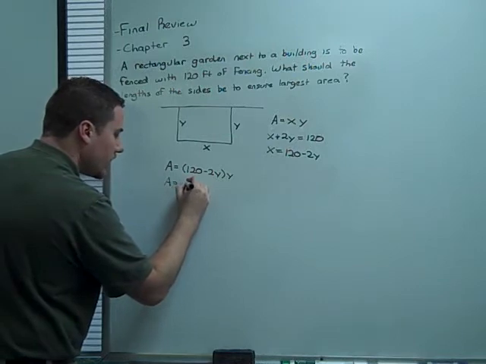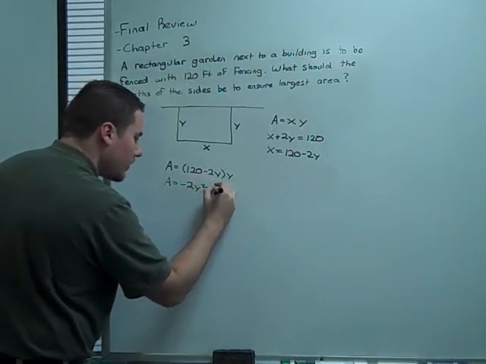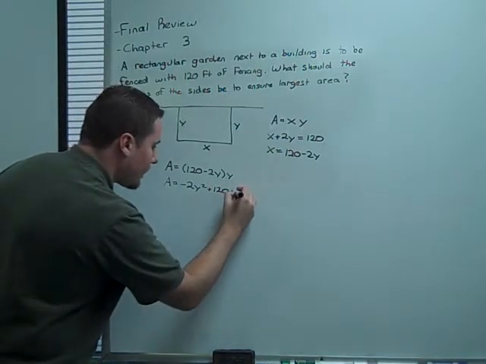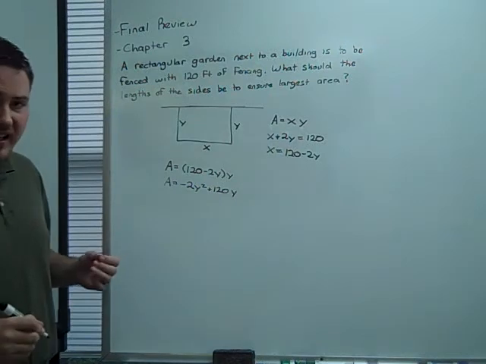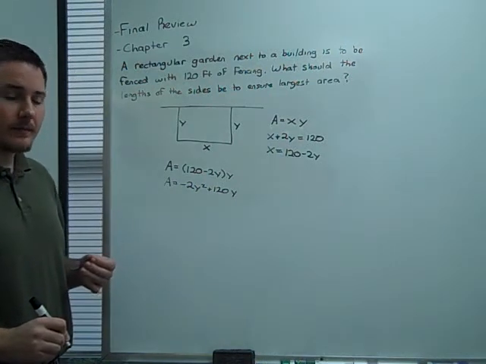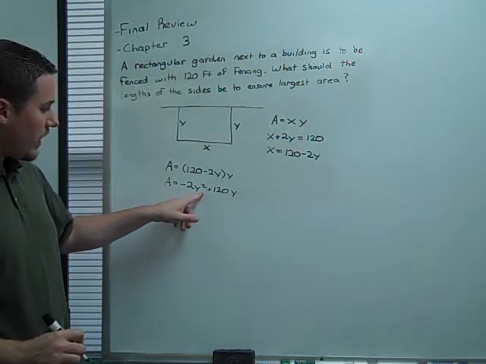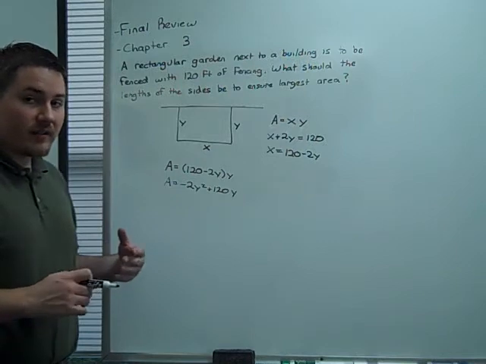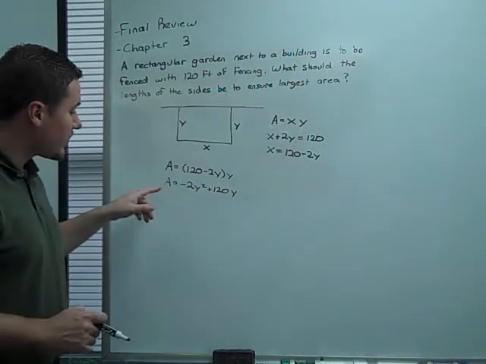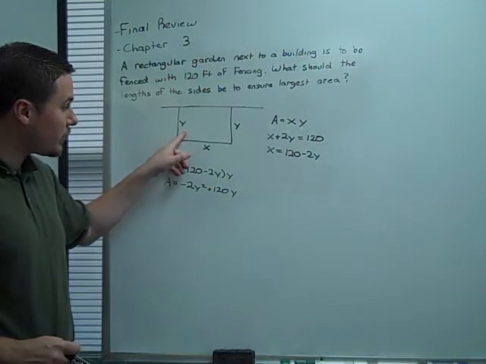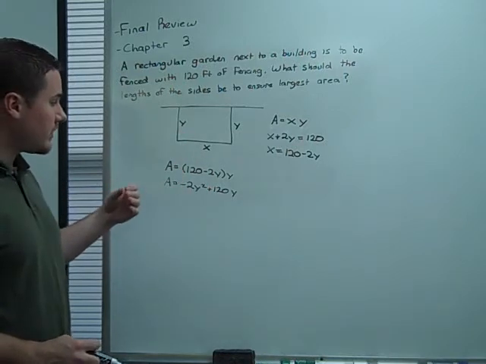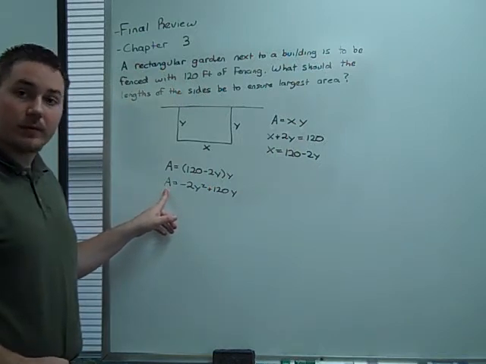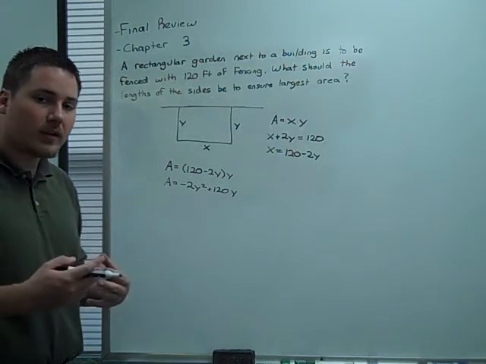A is equal to negative 2y squared plus 120y. Forgot to distribute that. Okay, now this is a downwards parabola because it's second degree, and it also has a y-intercept of 0. So what we're looking for is the maximum, the largest area. We've expressed area in terms of just one of these variables, y. We could have just as easily expressed it in terms of x. But the point is, we now have a parabola which we can find the vertex of. That's the whole point of optimization.